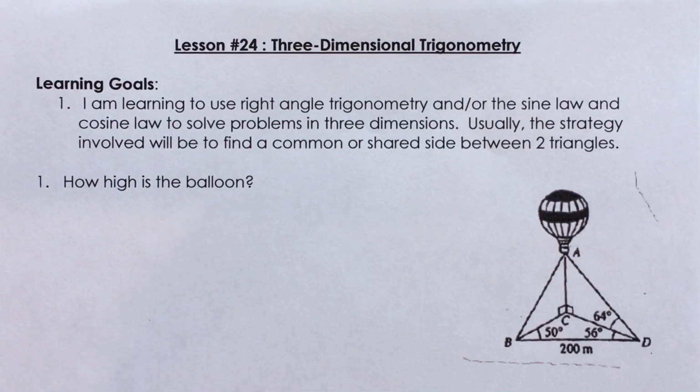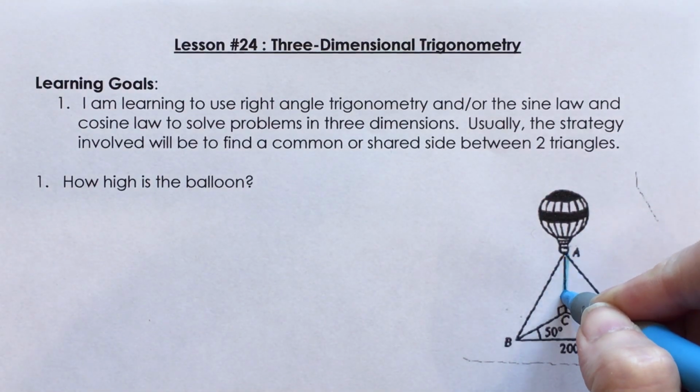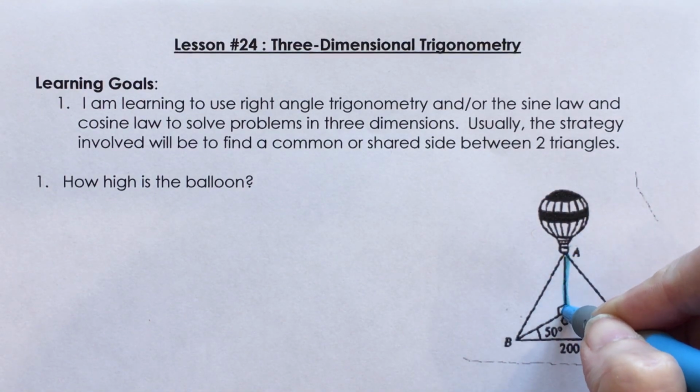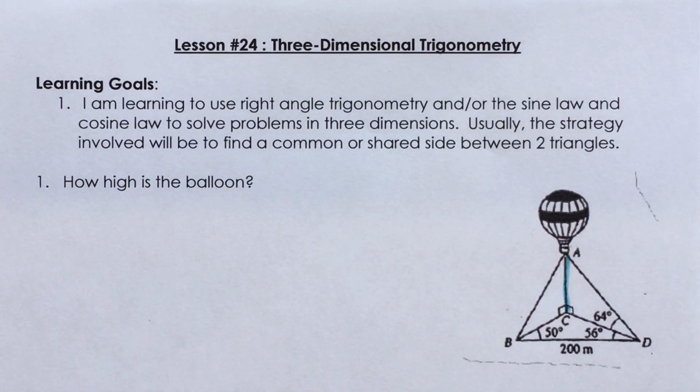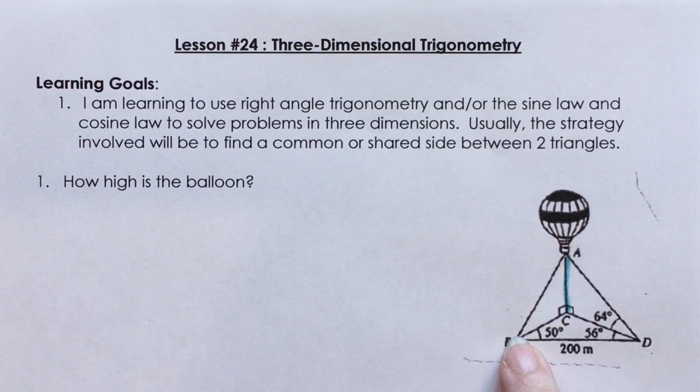So our first problem says, how high is the balloon? I'm just going to outline in blue here what it is they're asking us to find. This distance here in blue would be the height of the balloon from the ground. And this is supposed to be like a triangle that's flat on the ground, and then up to the balloon, and then lines of sight from B and D with angles marked in.